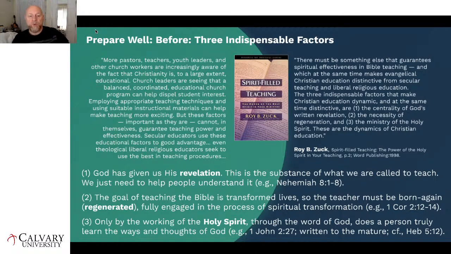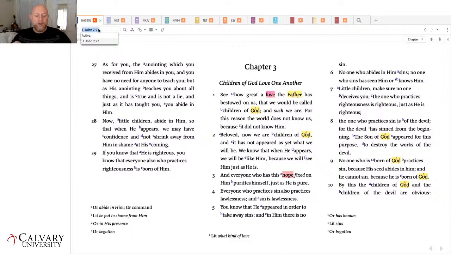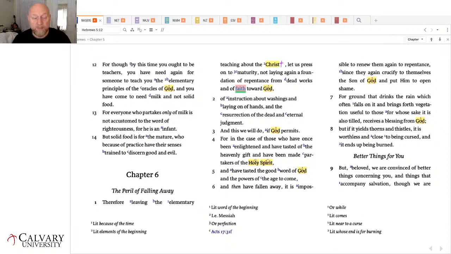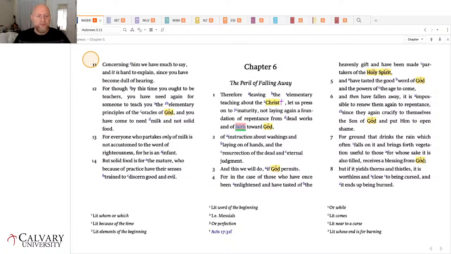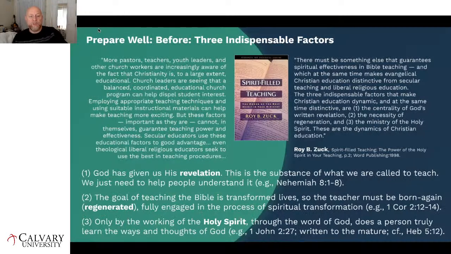You remember Hebrews 5:12 is where the writer of Hebrews is actually rebuking. Let me back up here to verse 11. So 11 through 14, the writer is rebuking the Hebrew Christians, the Jewish Christians. You're dull of hearing. You're willfully refusing to grow and learn as you should. Verse 12: By this time, you ought to be teachers. You need someone to teach you the elementary principles again.